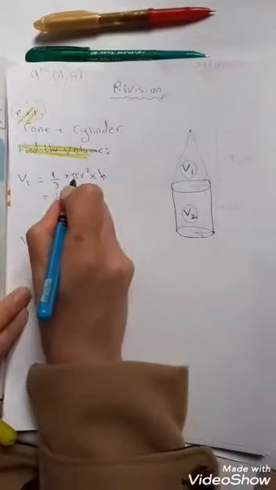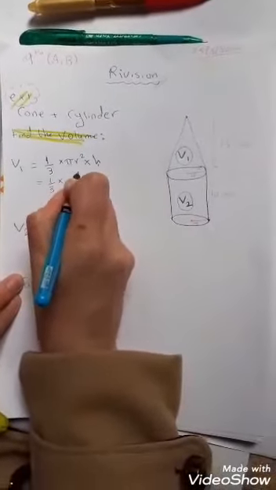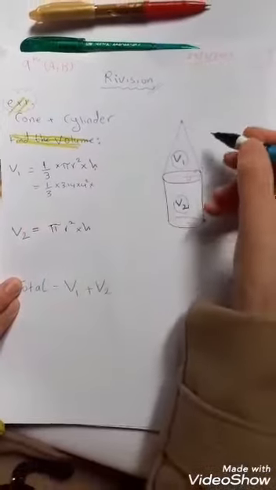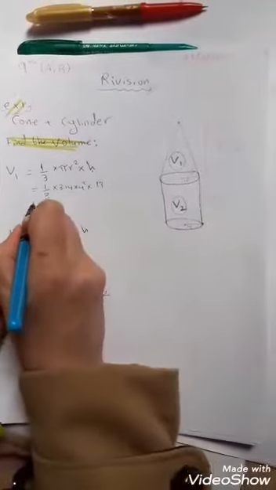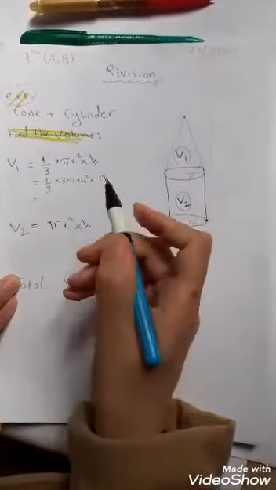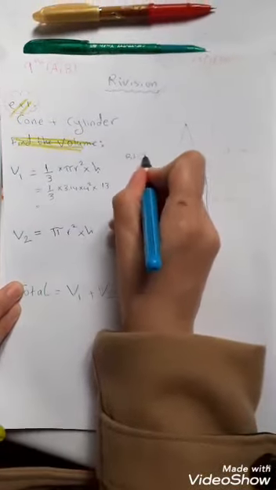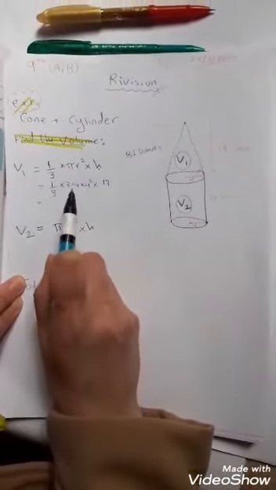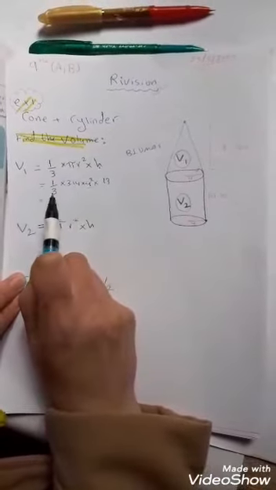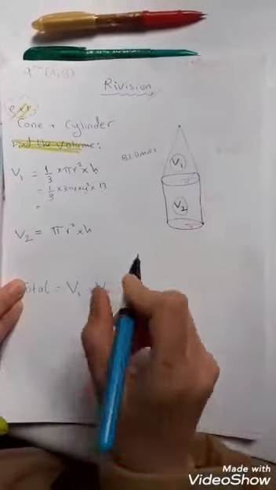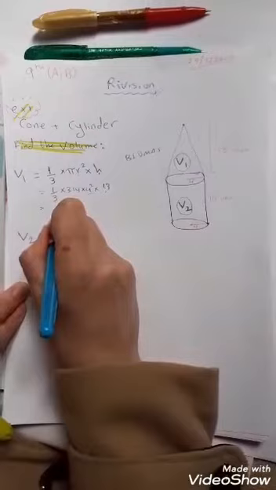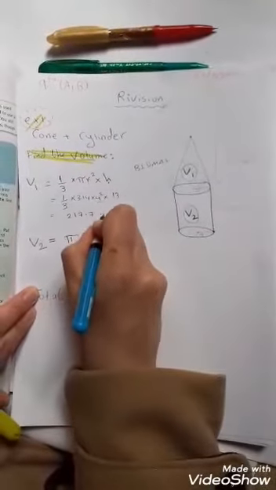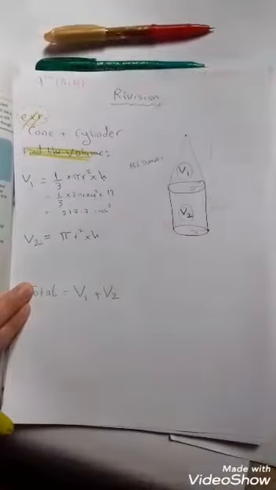Now substitute: 1/3 times pi 3.14 times r squared, 4 squared, times the height, which is 13. Remember math: 4 squared is 16, times 13, times 3.14, divided by 3. The solution will be 217.7 inches cubed, because it's a volume.